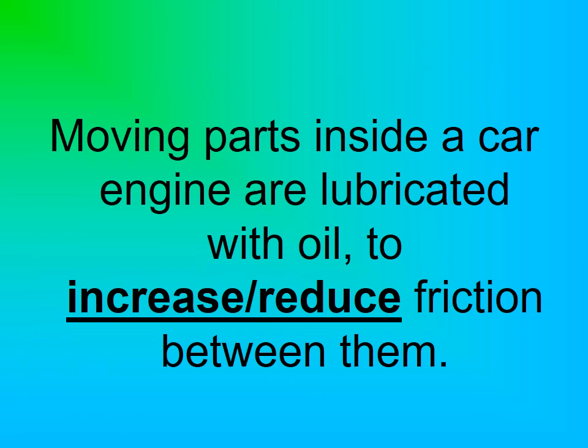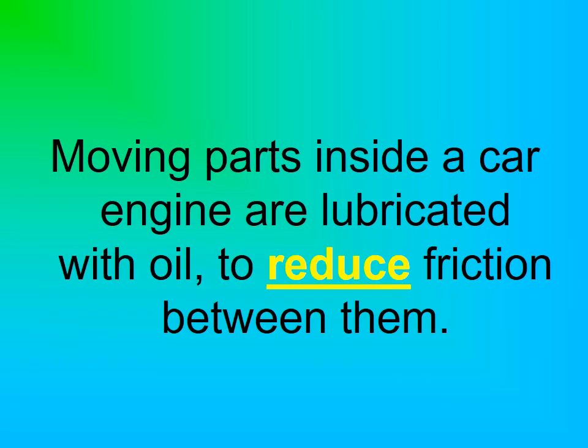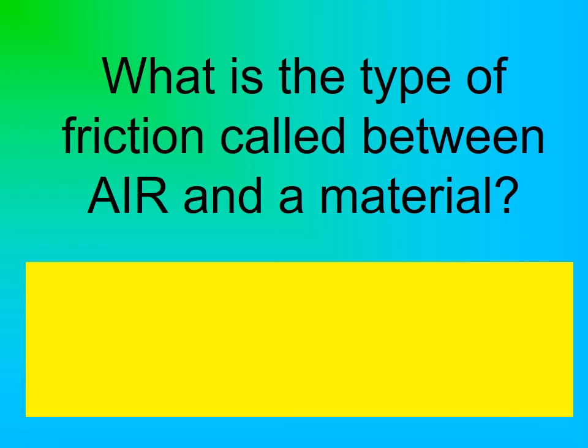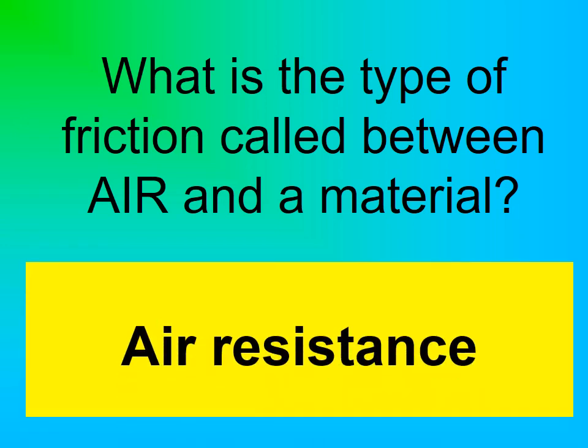Moving parts inside a car engine are lubricated with oil to what friction between them? To reduce friction between them. What is a type of friction called between air and a material? Air resistance. And that's when the air particles slow another material down.